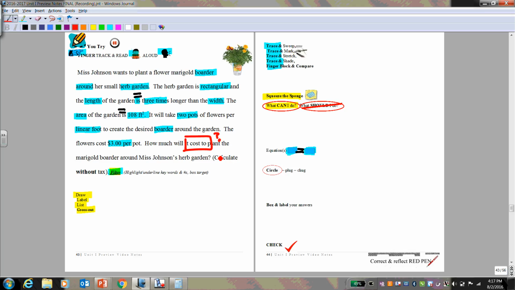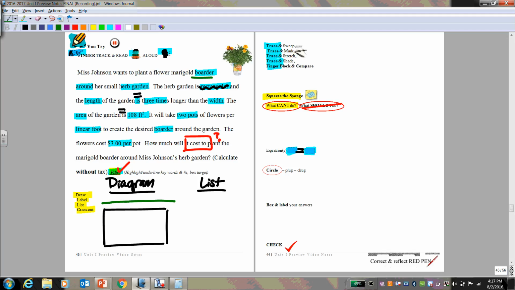That's filter. Check. Now we draw, label, list, cross out. So everything goes on a diagram. What doesn't belong in the diagram goes on a list, one step at a time. Do not be overwhelmed here. Just do one little step, diagram. Well, I know it's a rectangle, so I'm going to draw a rectangle. I'm going to be trying to find a border around it. So I draw an arrow. At some point, I'm going to be looking for a border.